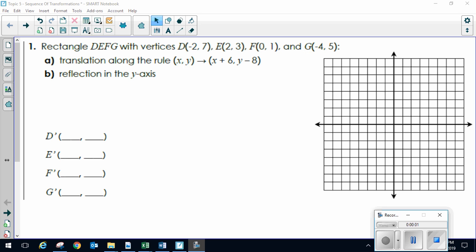All right, so we're going to talk about sequences of transformation. This is the questions from the worksheet that we got the other day, and I'm just going to go through them and walk you through them step by step and see what we did. Number one we did in class, but I'm going to go ahead and do it again.